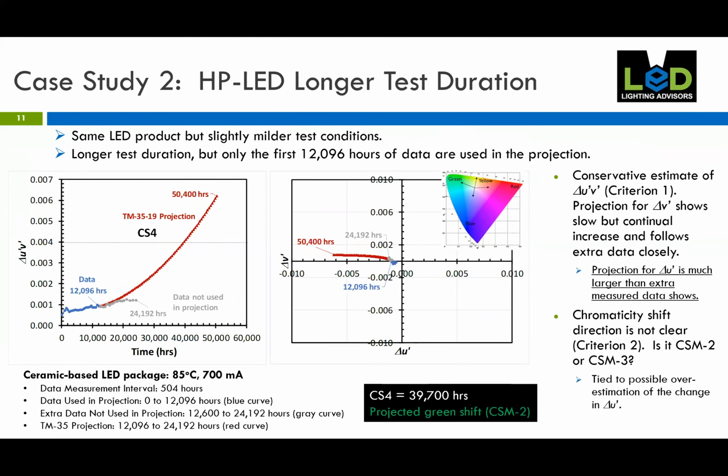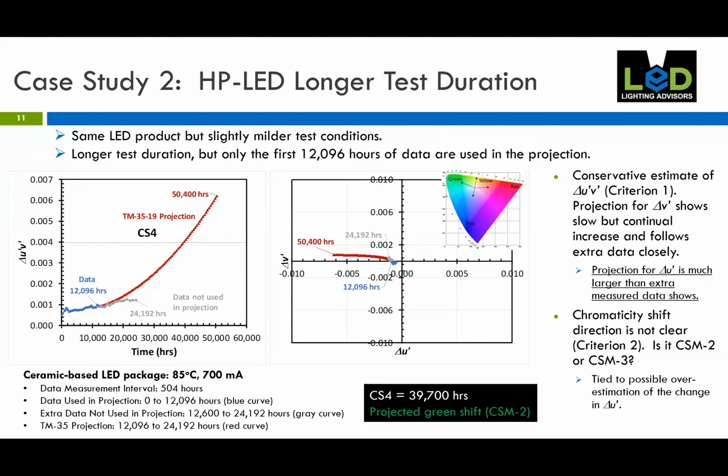And in this test condition, we only use the first 12,000 hours of the measured 24,000 hours of data, or the blue curve, to see how accurately the projected red curve met the real data. So you can see the extra data that we did not use in the projection up to 24,000 hours is shown in this gray curve. And it allows us to assess, if you only had 12,000 hours of data, how well does TM35 predict when you can actually see what happened up to 24,000 hours.